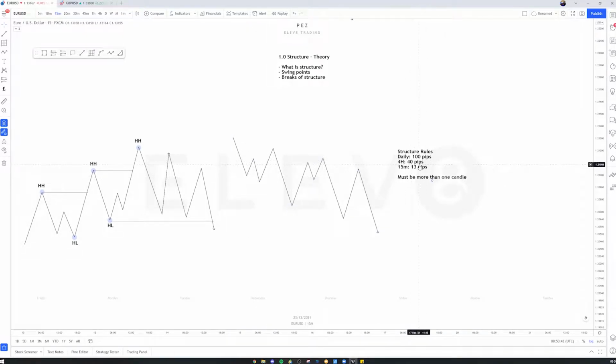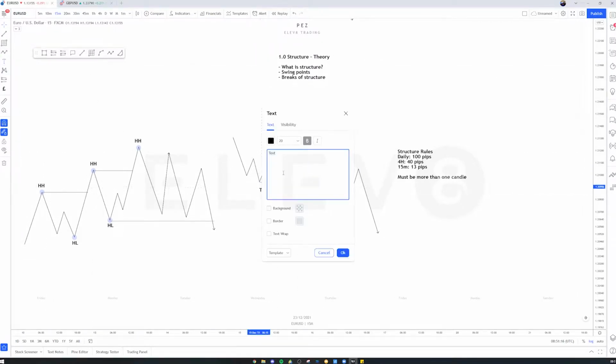On the 4 hour, 40 pips, and on the 15 minute, 13 pips, and it must be more than one candle. If you see a pullback that's just one candle and then it breaks down, for me that's not structure. It needs to be at least 2 candles, and ideally at least these number of pips. So I wouldn't class this as structure. What I'd do is mark the new low that's created from the bigger pullback. This would be my swing point here, so this would be our lower low.